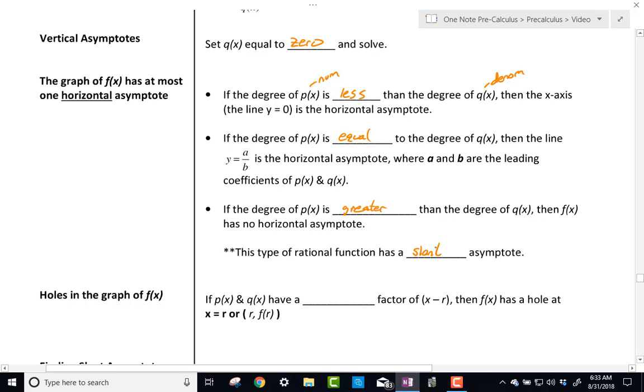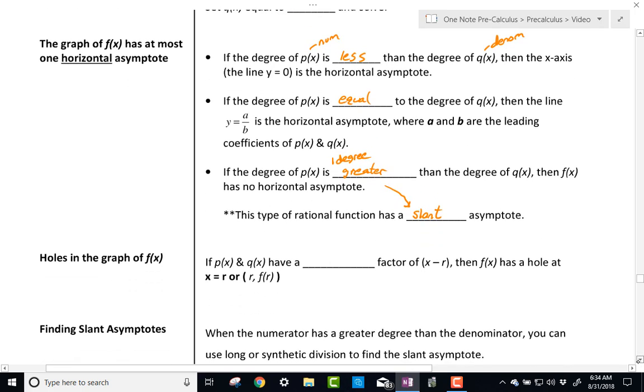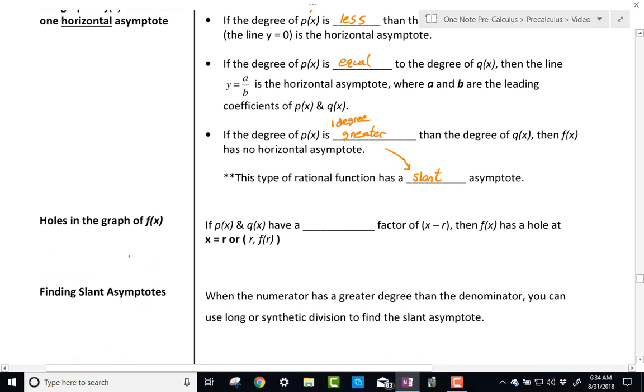Now, I do need to make one correction on this, sort of, and that is if the degree of the numerator, p of x, is 1 degree greater than the degree of q of x, then we have a slant asymptote. Alright? And that's the only case we're going to deal with, our slant asymptotes. And we'll talk more about that when we get to doing the examples here.